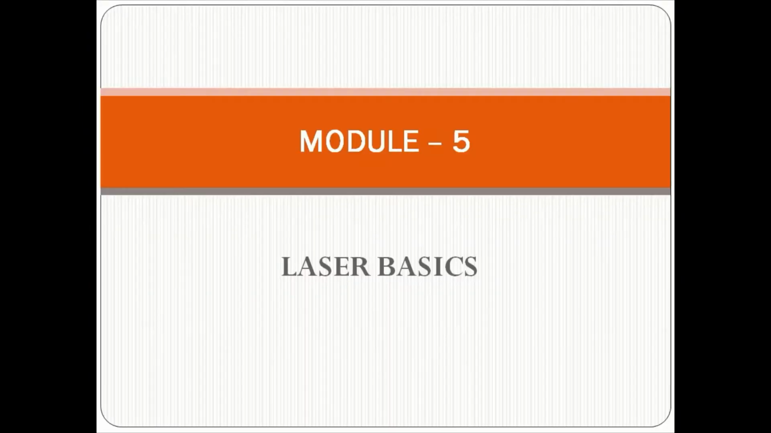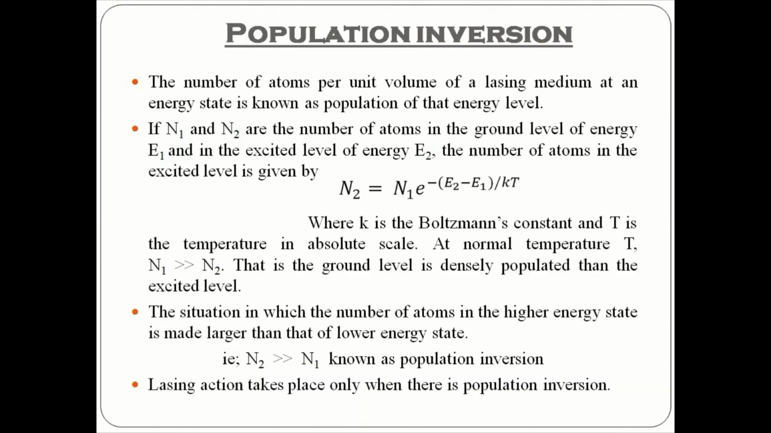Today we are going to discuss some basic concepts of laser. First topic is population inversion. The number of atoms per unit volume of a lasing medium at an energy state is known as the population of that energy level. Generally we will have two energy states, one is the ground state and the second one is the excited state. The number of atoms in a particular ground state or excited state is known as the population of that particular energy level.